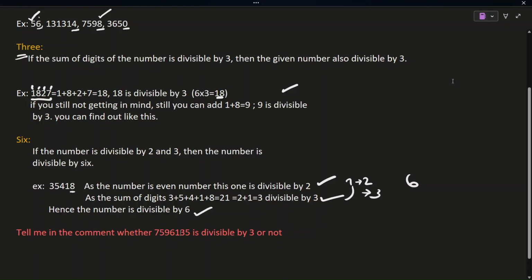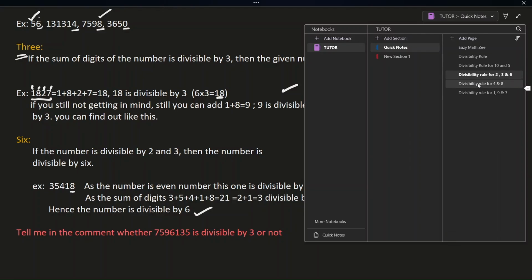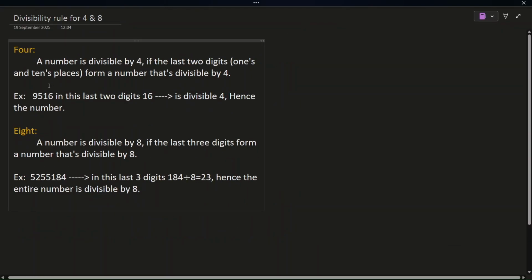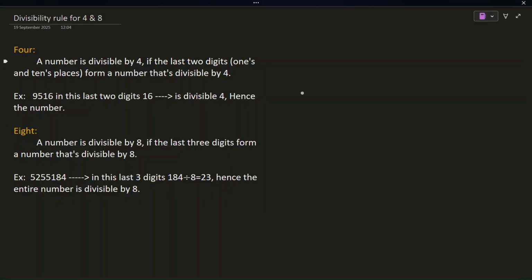Now we will go for the next divisibility rules, 4 and 8. For 4, a number is divisible by 4 if the last two digits, in ones place and tens place, form a number that is divisible by 4. For example, take this number 9516. In this, in ones place 6 is there and in tens place 1 is there. Take this as 16. 16 is divisible by 4, hence the full number 9516 is also divisible by 4.